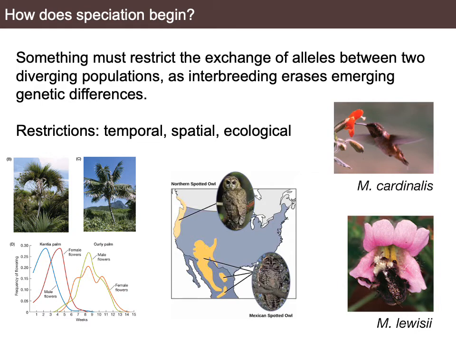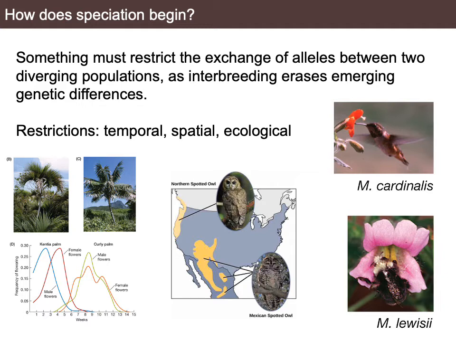Speciation generally results when there's some initial restriction to the exchange of alleles between populations that have begun diverging. This is necessary because if you have lots of interbreeding between populations, it prevents genetic differences from really establishing themselves between the two populations.